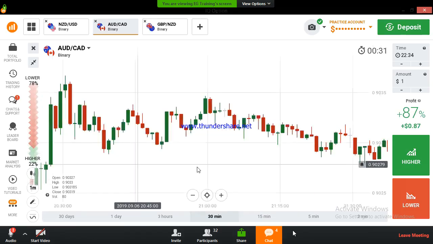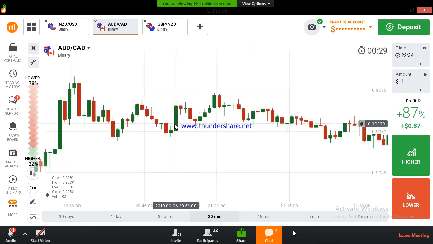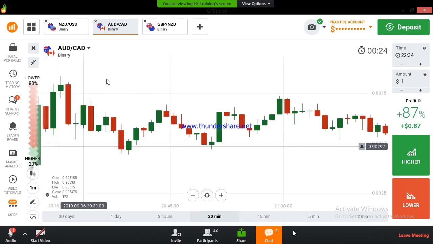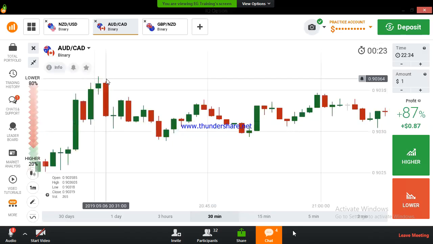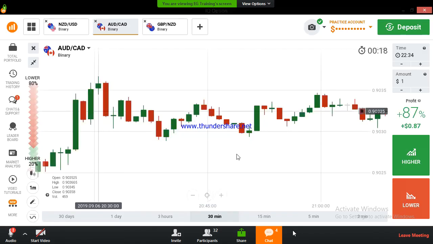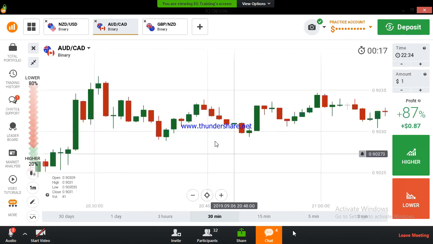We can't trust these strong candles. We can't place a higher option if we get a strong bullish candle. We can't place a lower option if we get a strong bearish candle, because these are the reversal signs. Always remember this point.